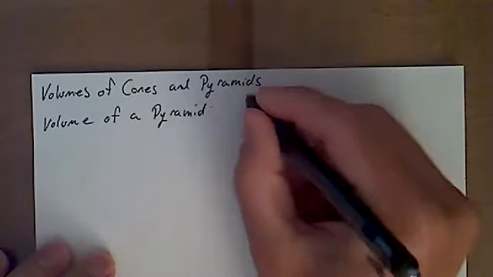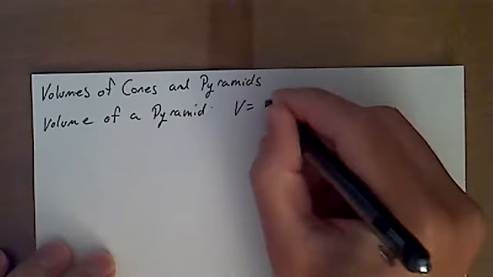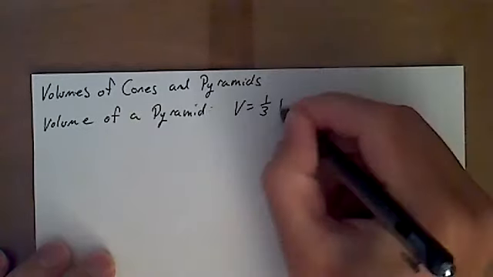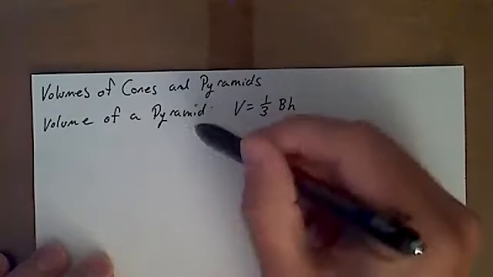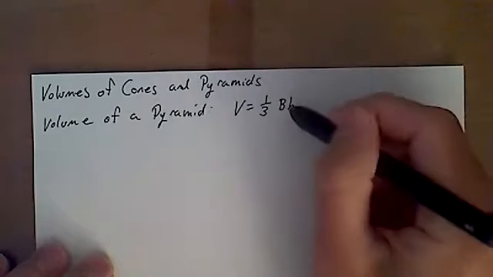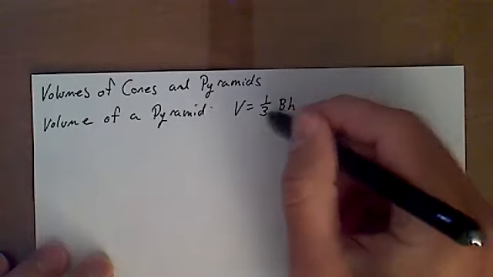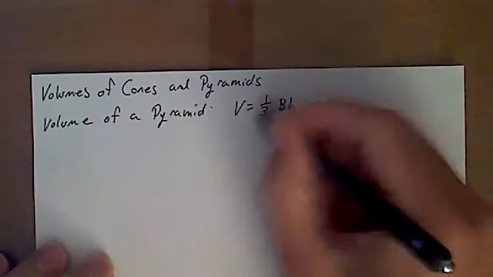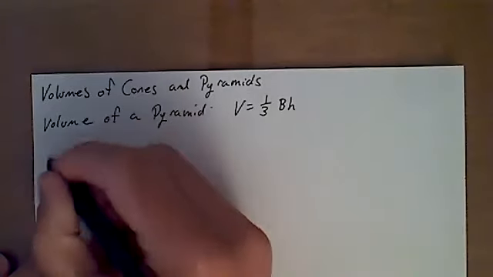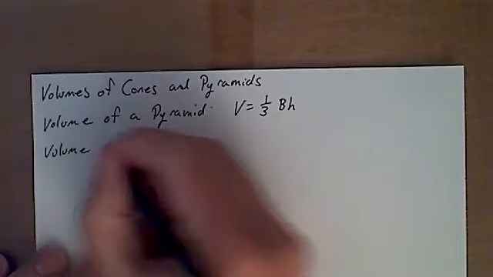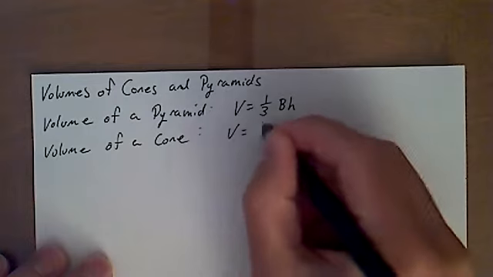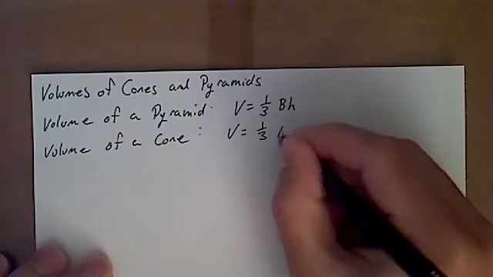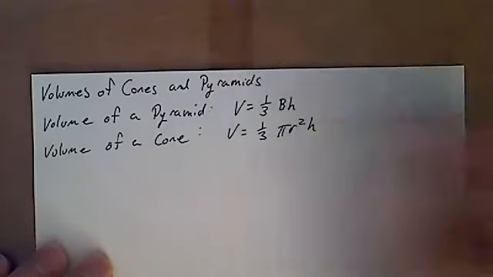And the volume of a pyramid is 1/3 the area of the base times the height. Now, this should look familiar, right? The prism was just base times height, and this is very similar to that, but it's going to be 1/3 of it. And then the volume of a cone does the same thing. It's 1/3 the base, pi r squared, times the height.